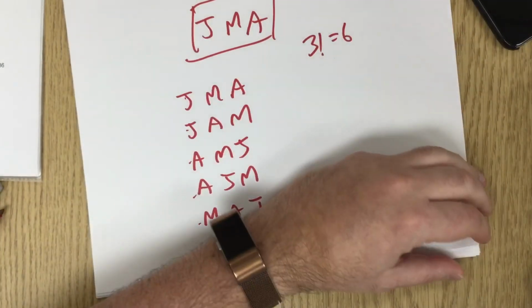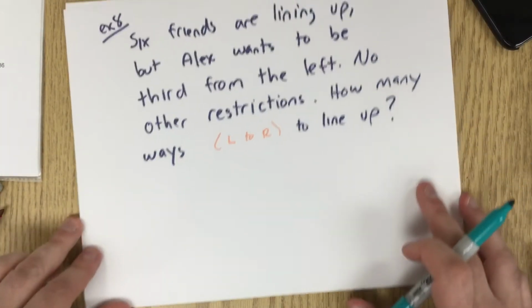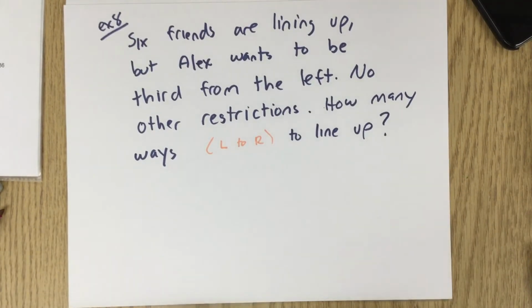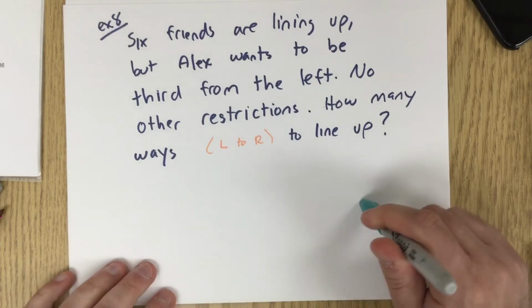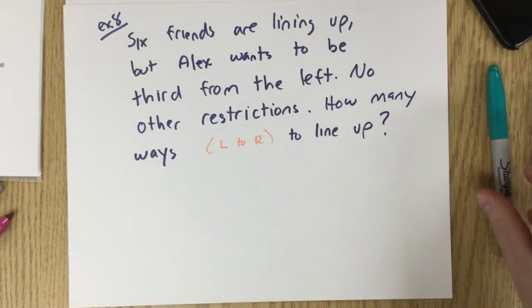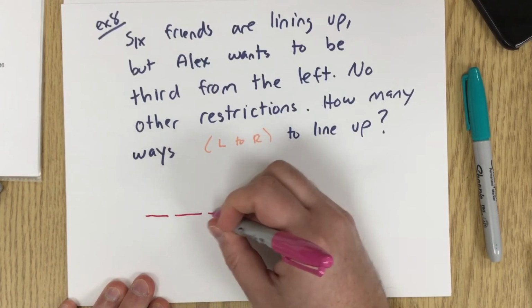I guess we don't really need this one anymore. Example 8. This one you could probably pause after you've written it out and try it yourself. There's nothing really new here. 6 friends are lining up, but Alex wants to be 3rd from the left. No other restrictions. How many ways to line up? So we're going to do some dashes here. Let's try to visualize this.